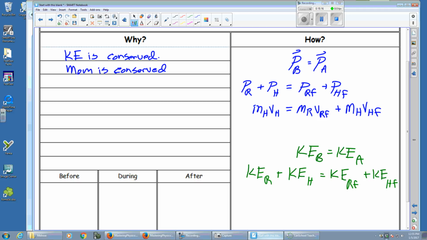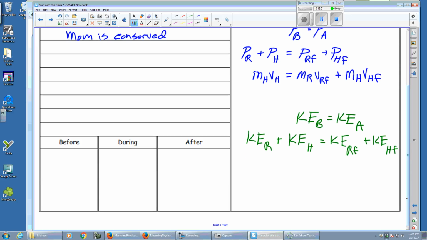But it got dropped from the beginning part because it's 0. And we're going to expand on that. Here again, this kinetic energy is 0, just like this one is 0 because it's not moving. So I've got 1/2 mass of the hammer, velocity of the hammer squared equals 1/2 mass of the rock, velocity of the rock final squared, plus 1/2 mass of the hammer, velocity of the hammer final squared.